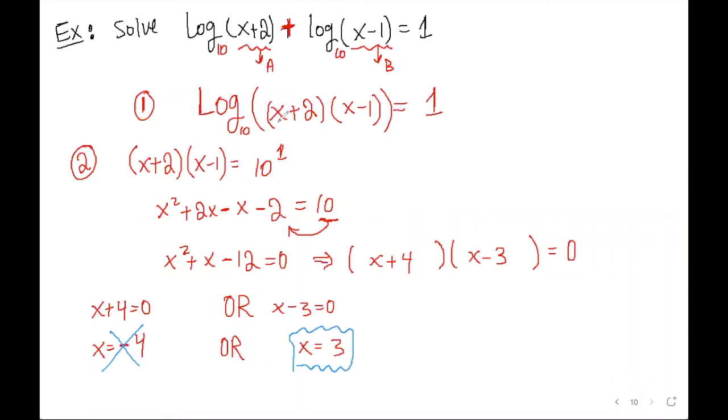Why is this not working? Because when you plug the negative 4 inside the logarithm, it gives me a negative number. Log of minus 4 plus 2 is negative 2, plus log of negative 4 minus 1 is negative 5, equal 1, and there is no logarithm for negative numbers. The number here must be positive. So this is wrong. That's why x equals minus 4 is not a solution.